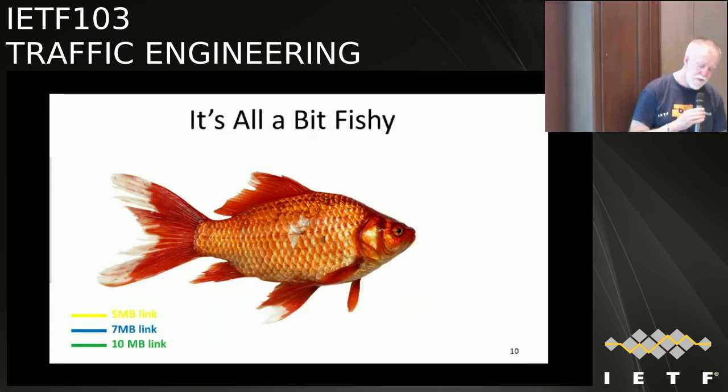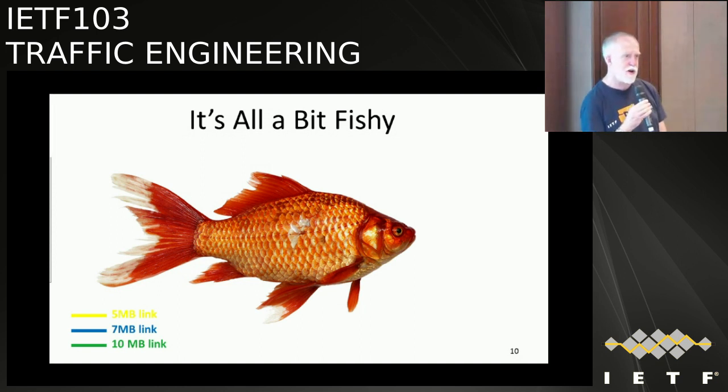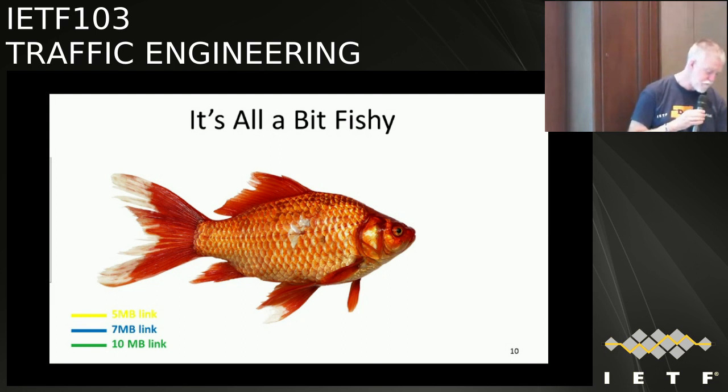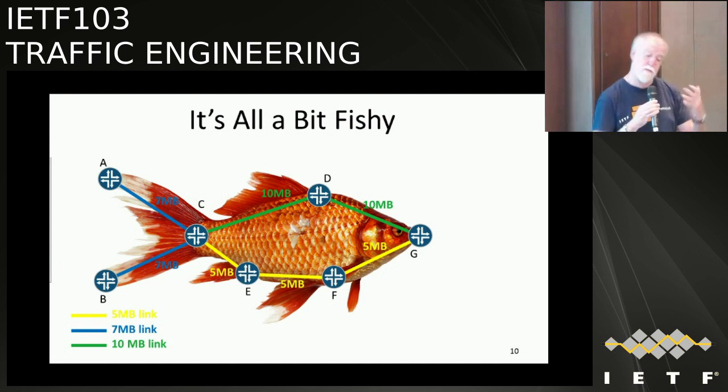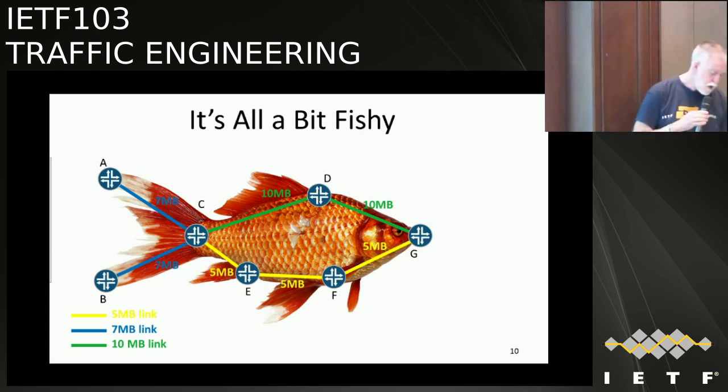So this is a standard picture from traffic engineering tutorials. It's a fish. The reason why it's a fish is because it's a sort of fish-shaped graph. We overlay on it some nodes and links, and the links have bandwidth limitations. So the green ones are 10 megabit. The blue ones are 7, and the yellow ones are 5.